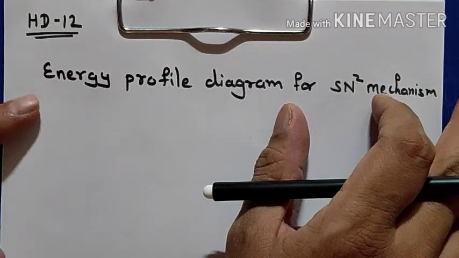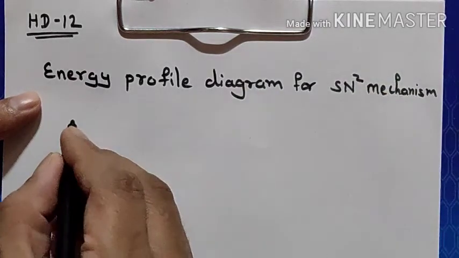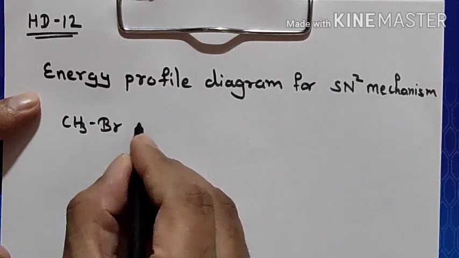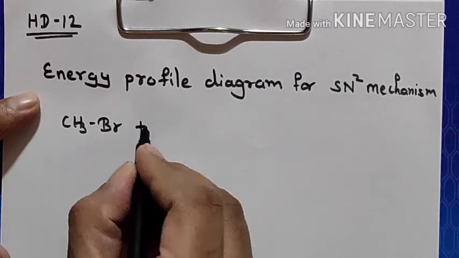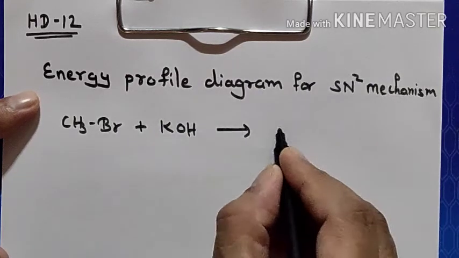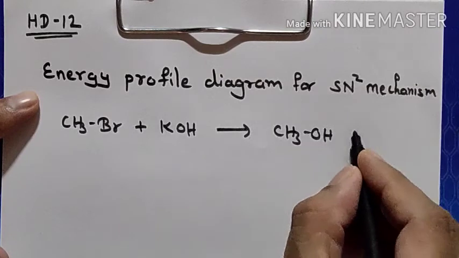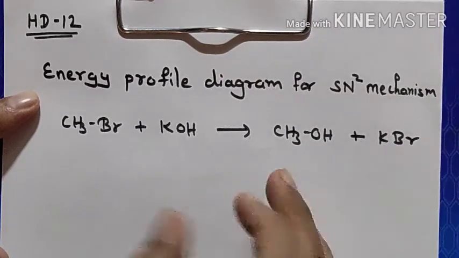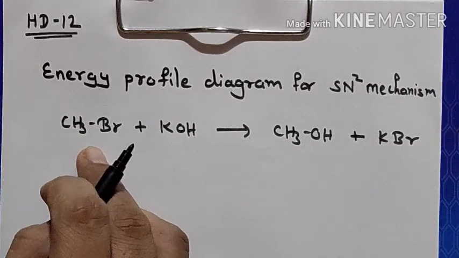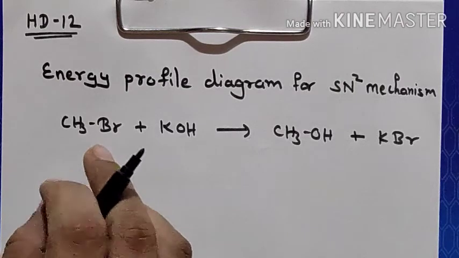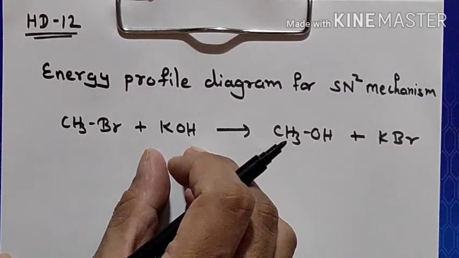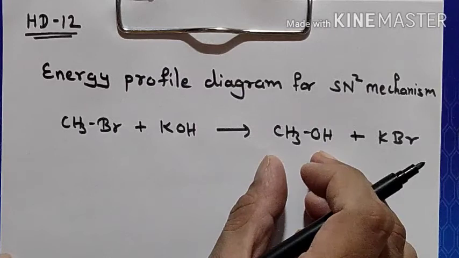Okay, if you remember the reaction that we have done, CH3Br was treated with KOH, or I can take NaOH. The product was CH3OH plus KBr. If you remember, that was the reaction. This is a substrate, right? This is a nucleophile. And this is the product that is formed, right?